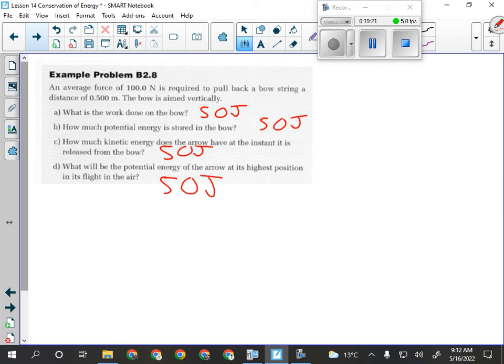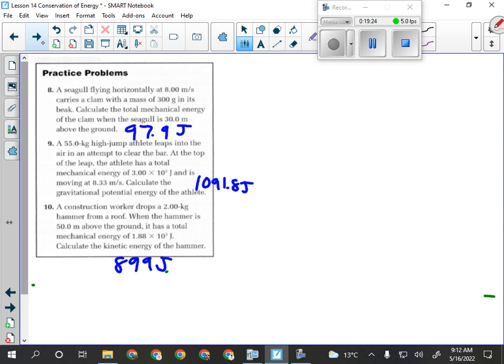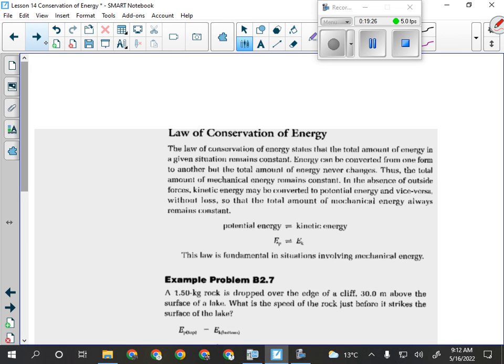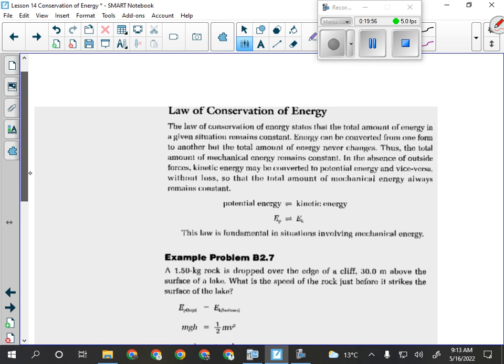All right. So, we already did those ones. The law of conservation of energy says that energy can't be created and it can't be destroyed. The total amount of energy in a given situation remains constant. It can be converted from one form to another, but the total amount will never change. So the total amount of mechanical energy is always the same. In the absence of outside forces, kinetic can be converted to potential, as we said before, and back. So let's look at this example right here.